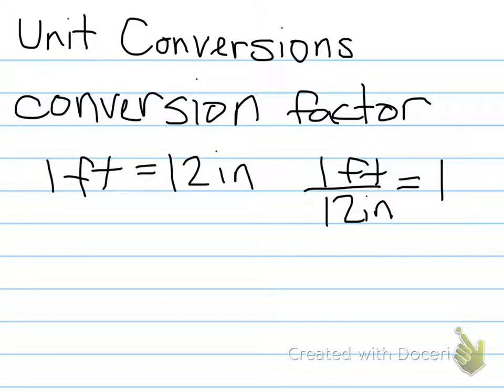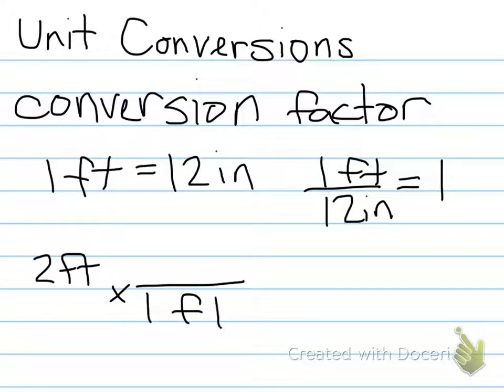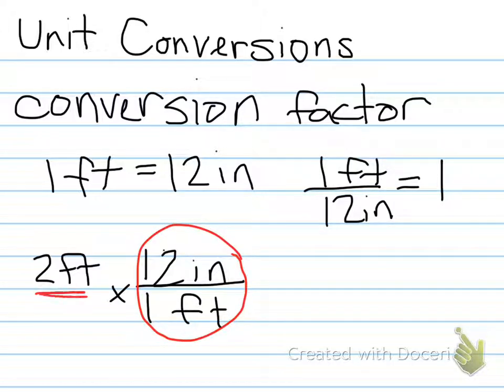Therefore, if we had 2 feet and we wanted to convert it into inches, we could use our conversion factor. And whatever unit we want to get rid of goes on the bottom, because feet divided by feet equals 1, because again, we're dividing something by itself. And whatever unit we want to convert into goes on top. So notice 12 inches is equal to 1 foot. So we are essentially multiplying 2 by 1.